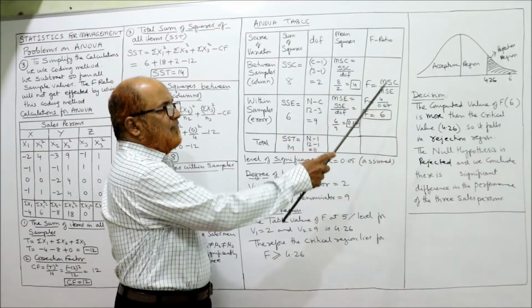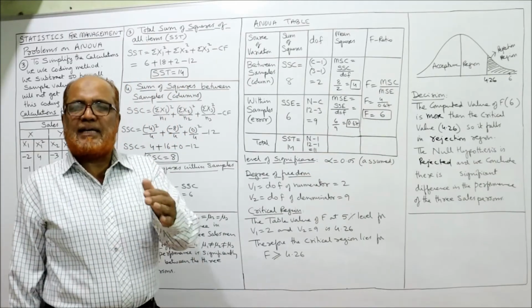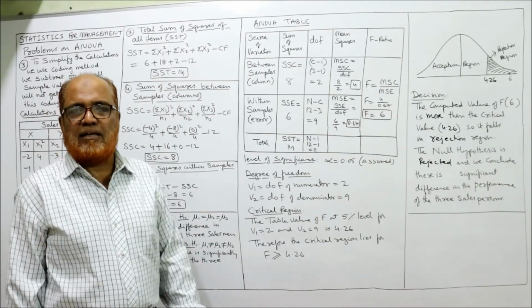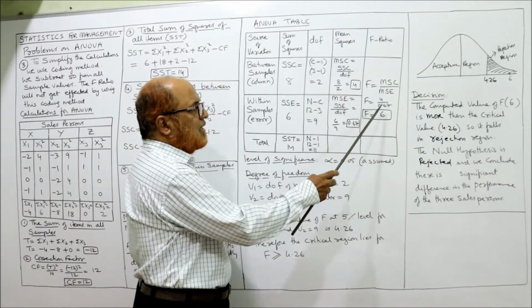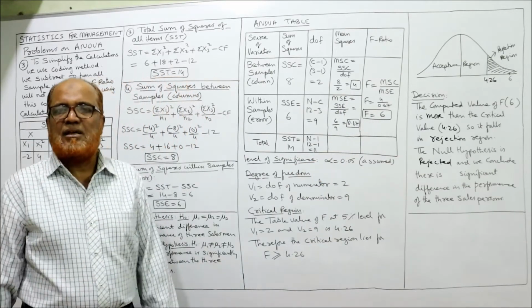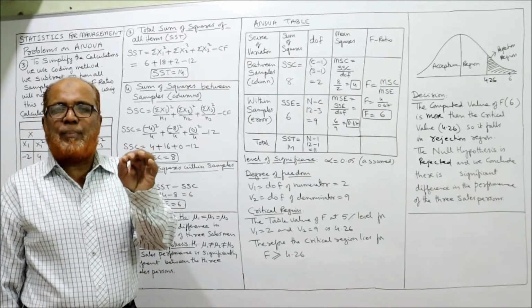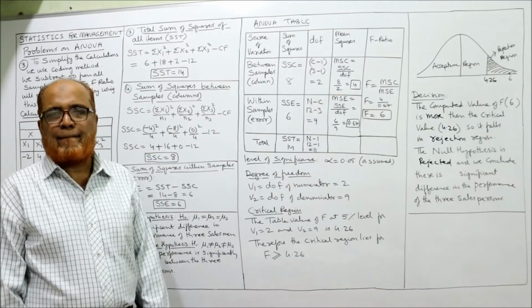Now we can find the F ratio. MSC divided by MSE. MSC is 4. 4 divided by 0.67 comes to around 6. So 6 is the computed value of F.